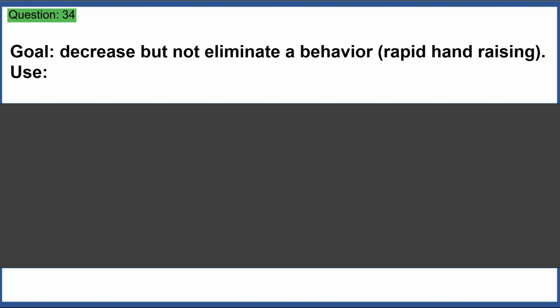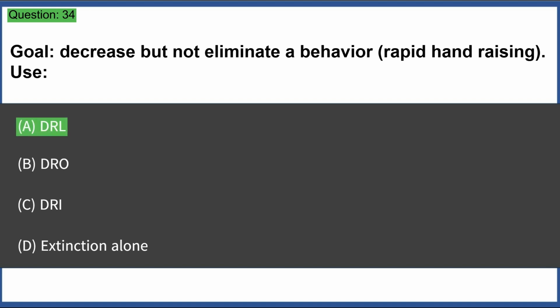Goal: decrease but not eliminate a behavior, rapid hand raising. Use A. DRL. B. DRO. C. DRI. D. Extinction alone. Answer A. Differential reinforcement of lower rates.